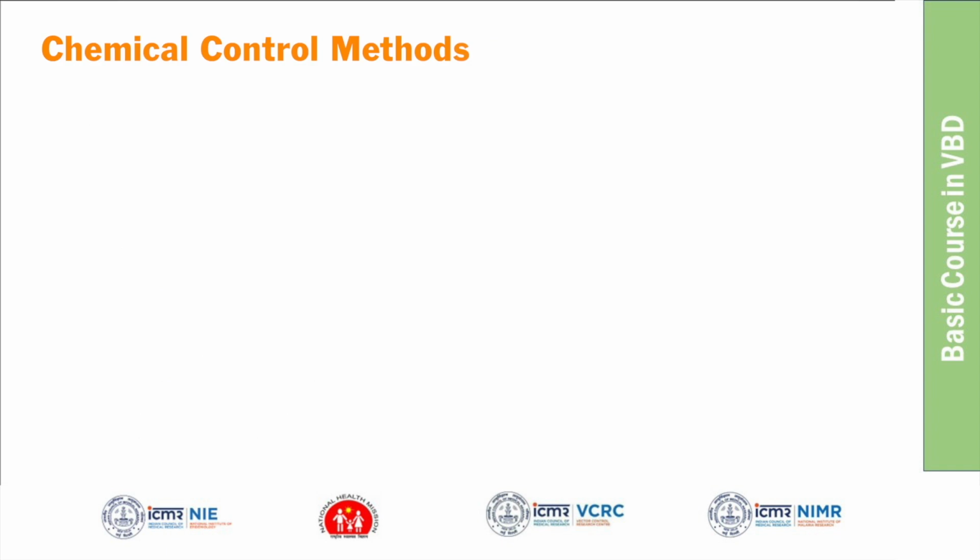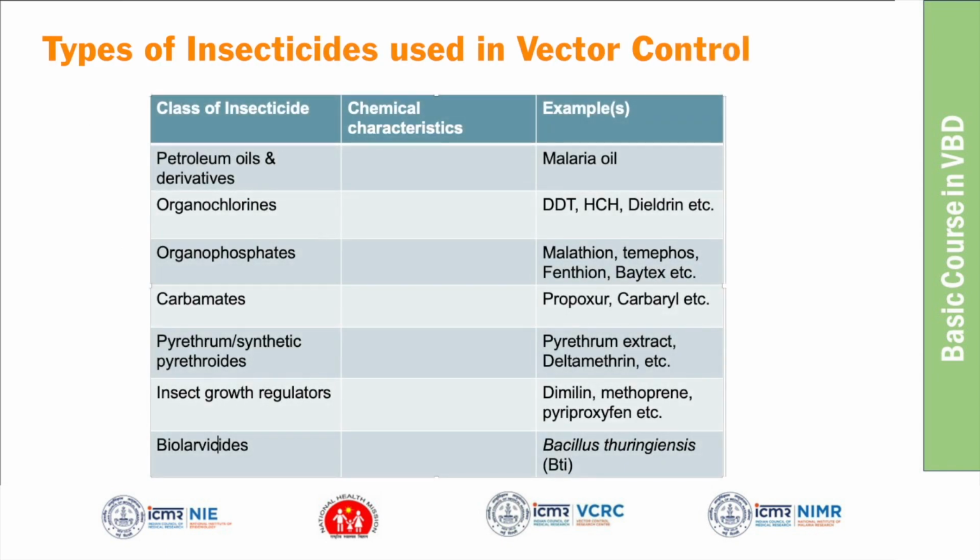Let us see chemical control methods. What are the methods available? Before that, see the range of classes of insecticide. It starts from petroleum oil, that is malaria oil, then organochlorines, DDT, BHC, etc. Organophosphates, malathion and temephos, come under that. Carbamates, we have pyrethroids, deltamethrin, pyrethrum extract. Then insect growth regulators, several of them, methoprene, pyriproxyfen, etc. The commonly used biolarvicide is BTI.